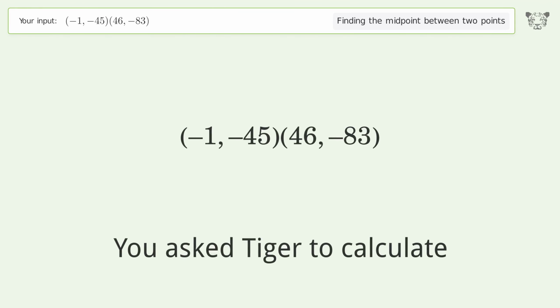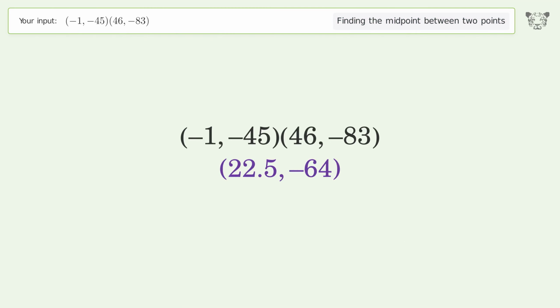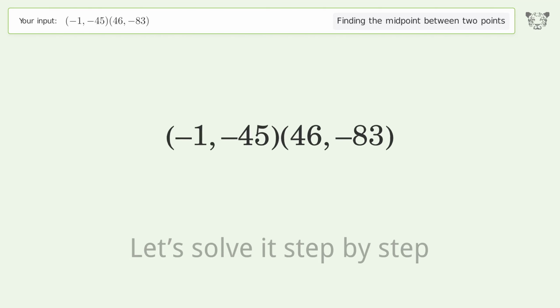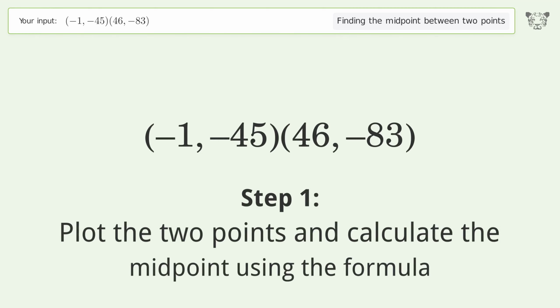You ask Tiger to calculate. This deals with finding the midpoint between 2 points. The midpoint between the 2 points is 22.5, -64. Let's solve it step by step. Plot the 2 points and calculate the midpoint using the formula.